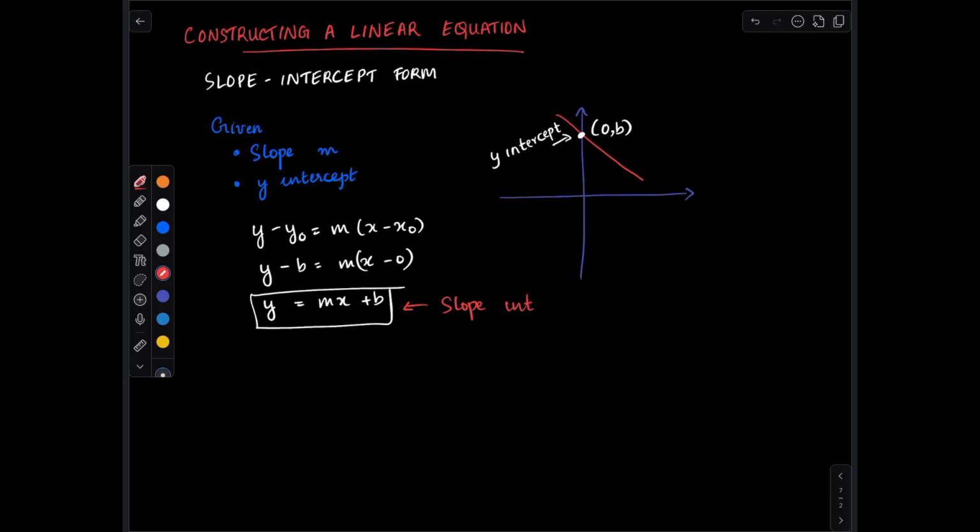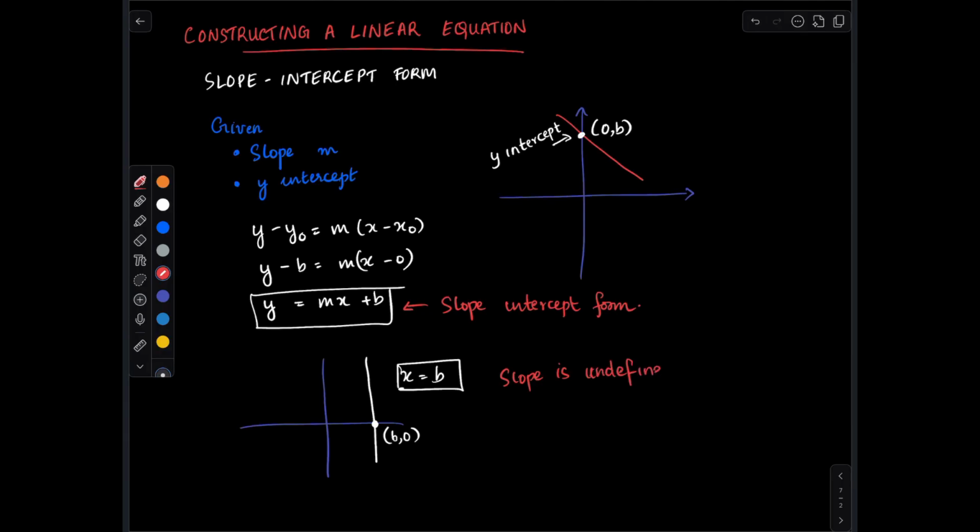Now, what if the line is vertical? When a line is vertical, it means that the x-coordinate of every single point that lies on that line is the same. And let's say the line crosses the x-axis at the point (b, 0), then the equation of this line is x equals b.